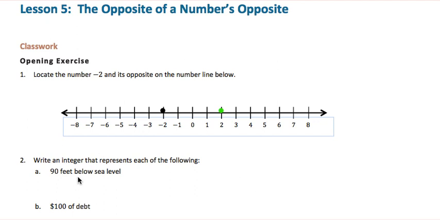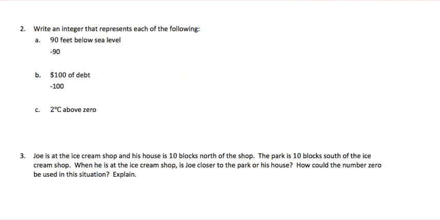Next, we'll write integers that represent the different situations. 90 feet below sea level would be -90. $100 of debt would be -100. And 2 degrees Celsius above zero would be +2.